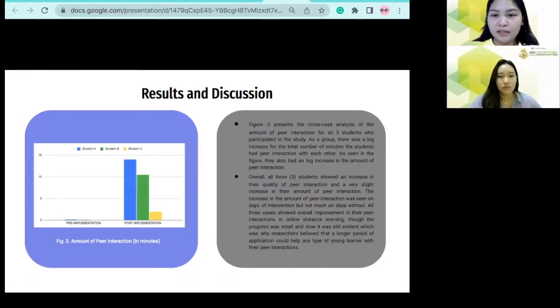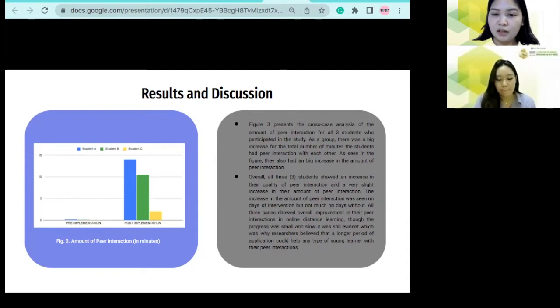Figure 3 presents the cross-case analysis of the amount of peer interaction for all 3 students who participated in the study. Overall, the 3 students showed an increase in their quality of peer interaction and a very slight increase in the amount of peer interaction. The increase in the amount of peer interaction was seen on days of intervention but not much on days without.